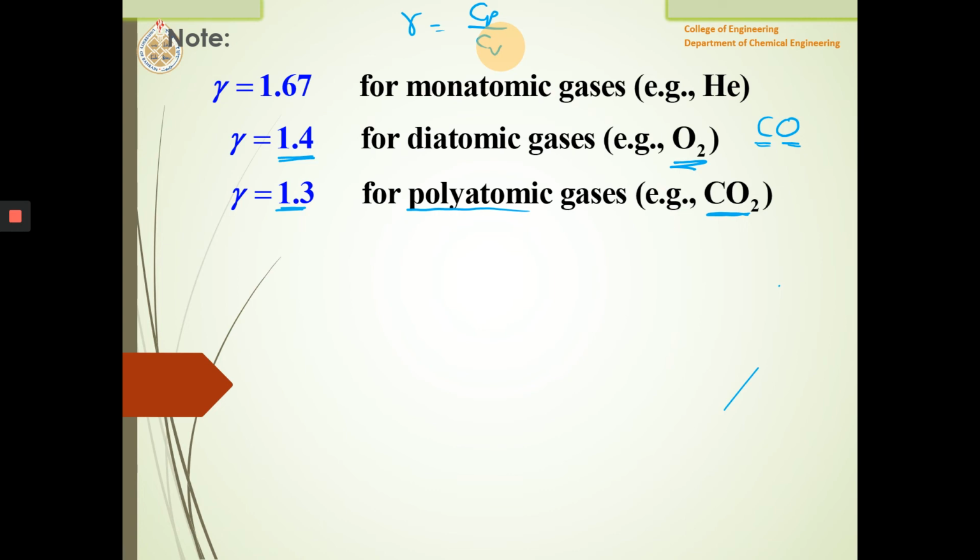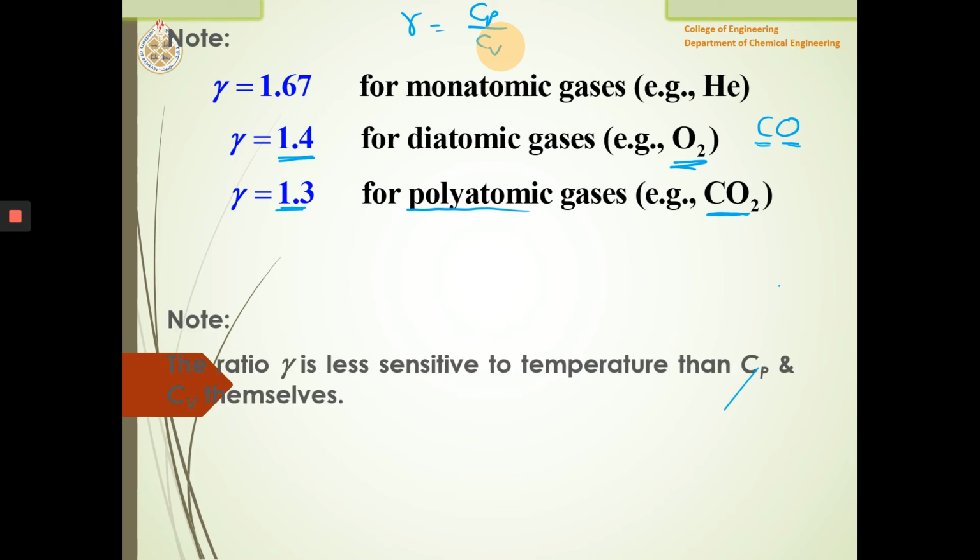I'm assuming constant, so it doesn't matter. Well, actually, they are not constant. Ali, they are not constant. Here, I'm just saying Cp is constant with temperature, Cv is constant with temperature. But when I give you the value of gamma, it was constant.